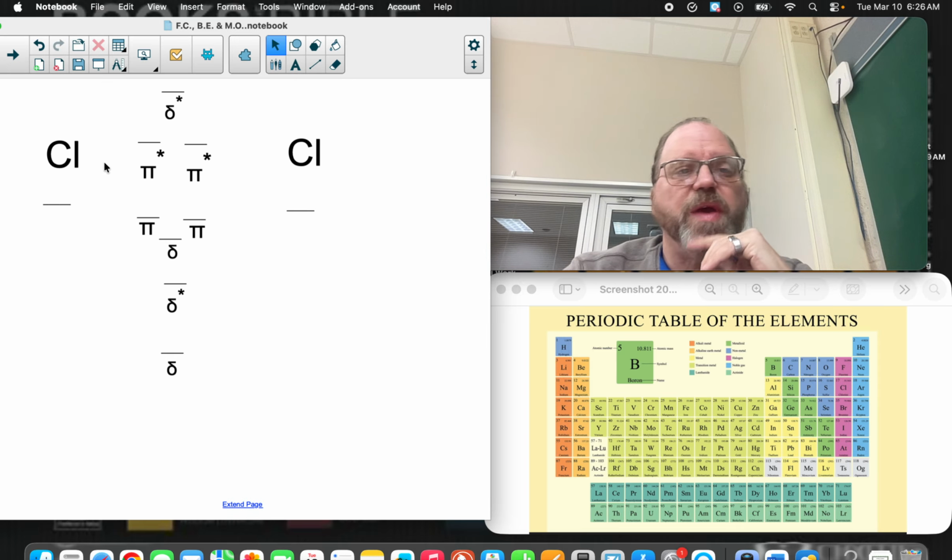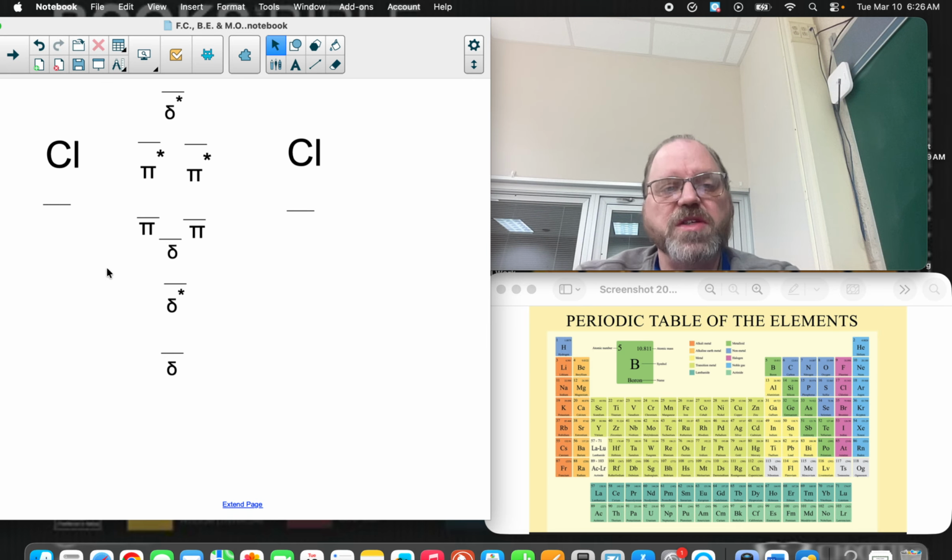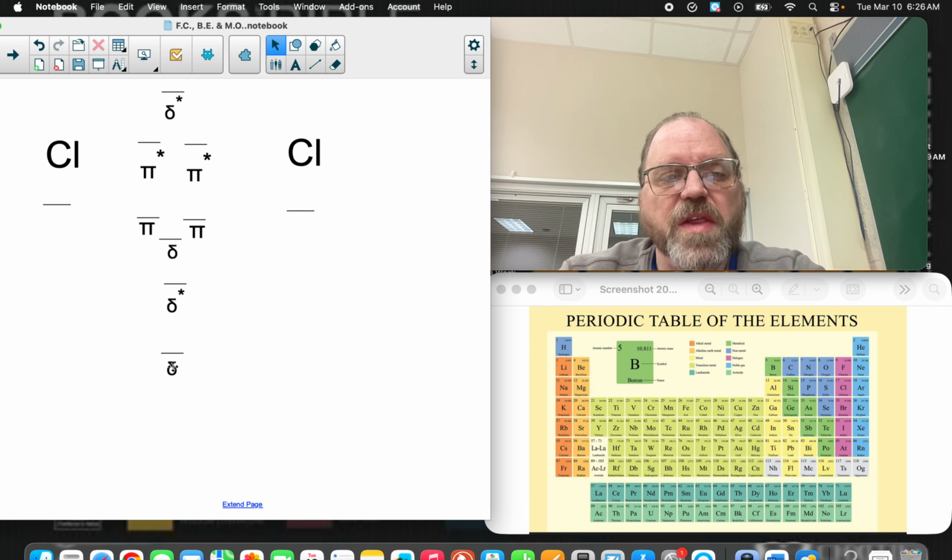So what we're going to do here, we need this arrangement. These are referred to as our sigma bonds. This little star here means anti. So I've got sigma, sigma anti, pi, pi, pi anti, sigma anti. And we're going to identify the number of valence electrons. So I've got a chlorine to chlorine bond. The first thing I'm going to do is identify the number of valence electrons.